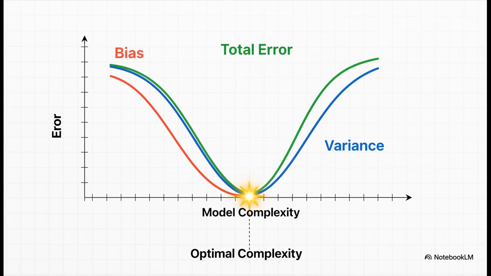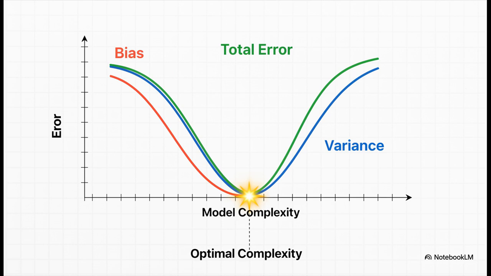Your total error on new data is a mix of bias and variance. At first, as your model gets more complex, total error drops because you're slashing that bias. But you'll hit a point of diminishing returns, where the rocketing variance starts to hurt you more than the decreasing bias helps you. The best model, the sweet spot, is right there at the bottom of that U, where we found the perfect balance.